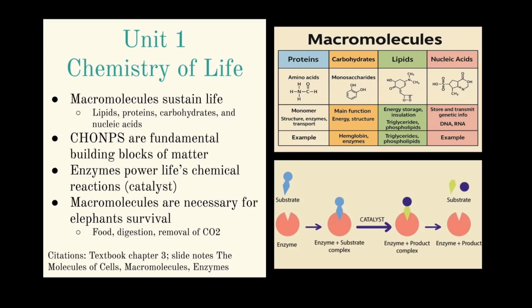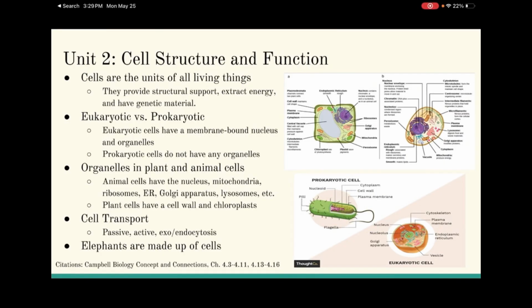Just as we need these macromolecules to live, so do elephants, and they also need them to perform their everyday functions. This is Unit 2, Cell Structure and Function. Cells are the units of all living things. There are around 30 trillion cells in our bodies, which all originate from a single zygote. The zygote then grows and divides into all the other cells. They provide structural support, convert energy, replicate DNA, and do a lot more for us.